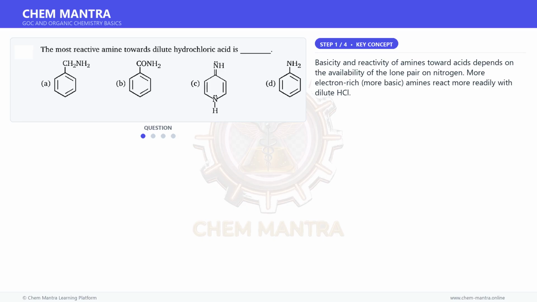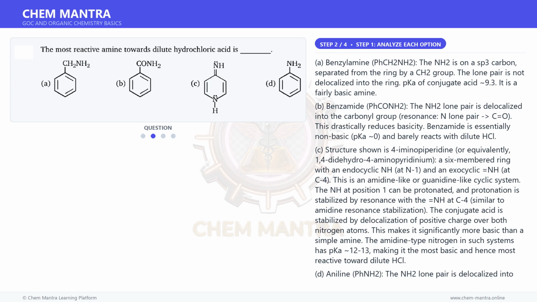Basicity and reactivity of amines toward acids depends on the availability of the lone pair on nitrogen. More electron-rich, more basic amines react more readily with dilute HCl. Moving on to the next step.